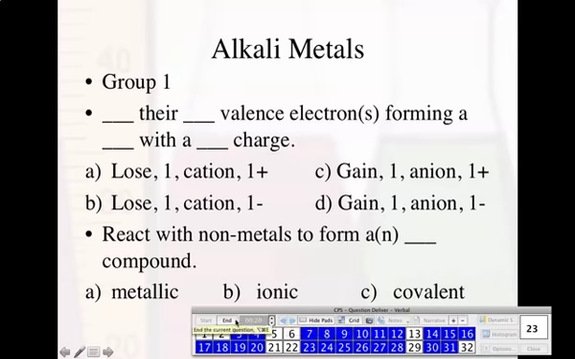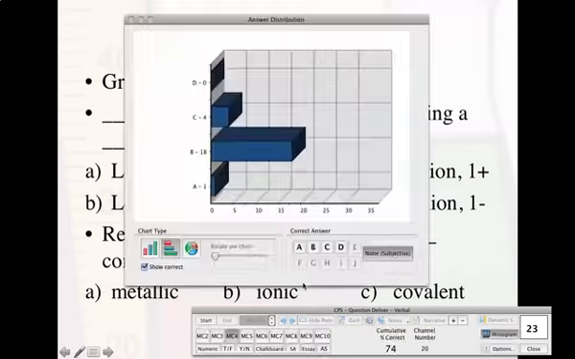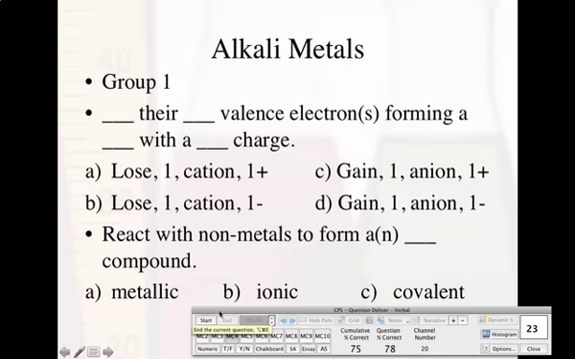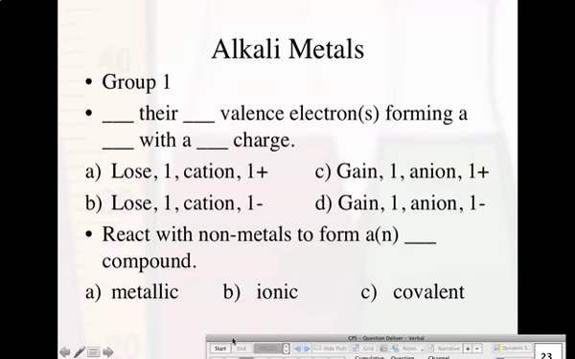Okay. Hopefully we got a lot of B's here. Excellent. Ionic. A metal and a nonmetal is an ionic bond. Questions so far?